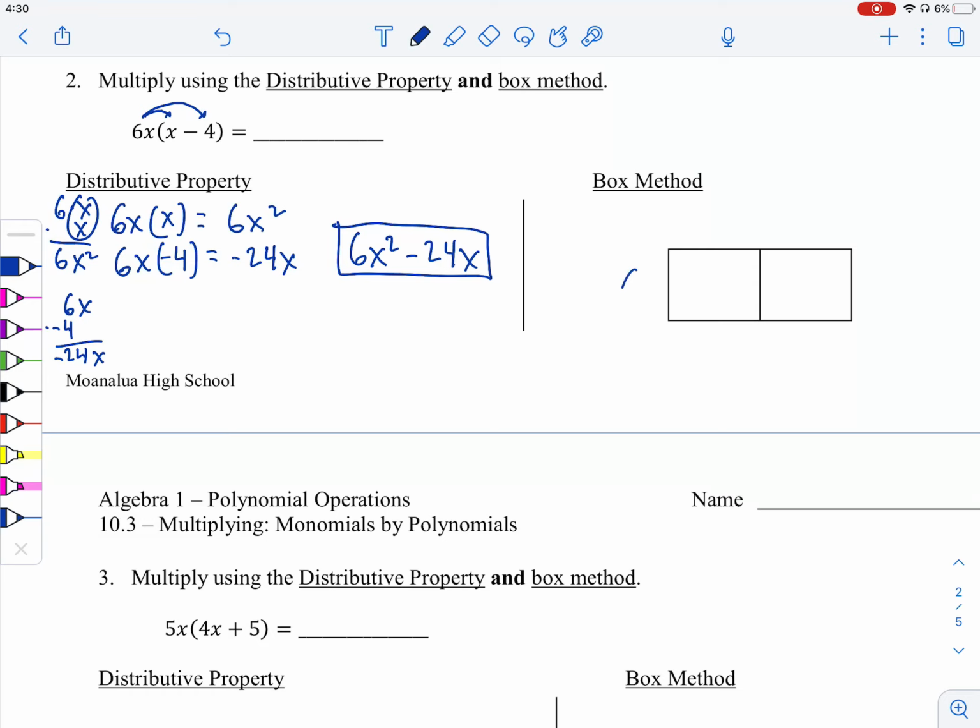And that's our solution by distributing 6x. And then using the box method, we write 6x. Our binomial is x minus 4. So we write that in there. Multiply it. Right, so 6x times x will give us 6x squared. 6x times negative 4 is negative 24x. Same thing. So we got 6x squared minus 24x is our solution.